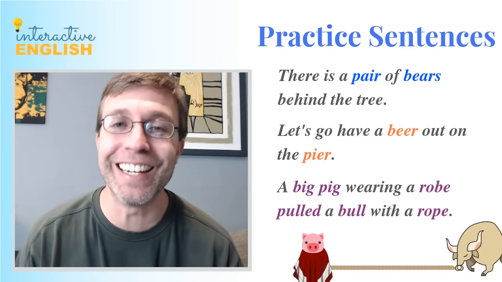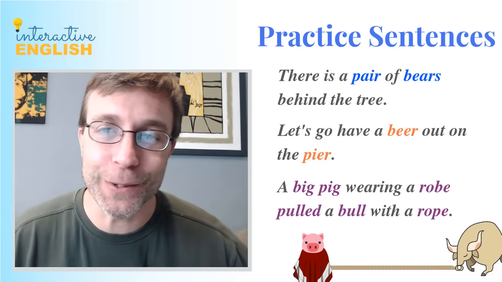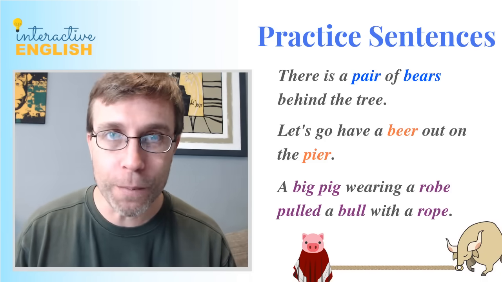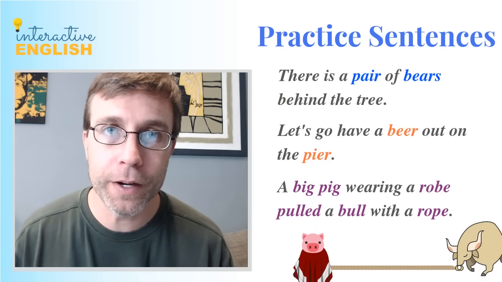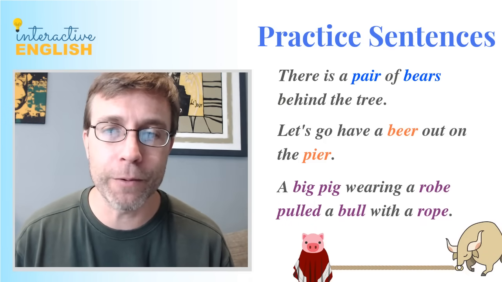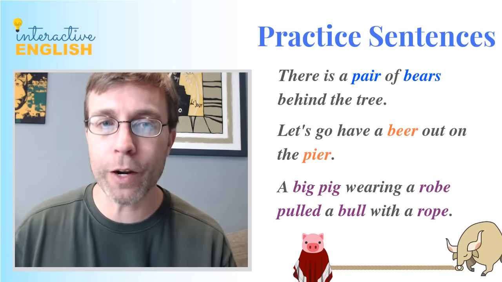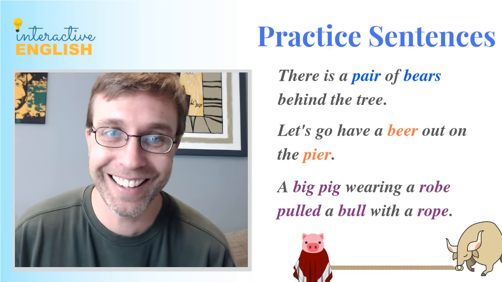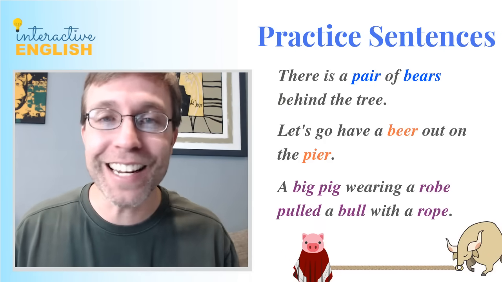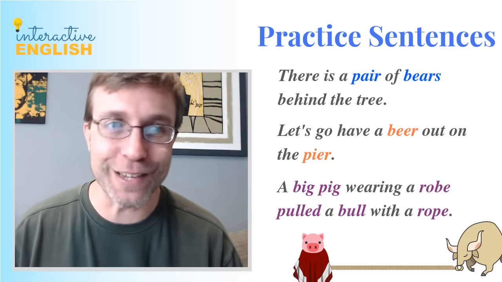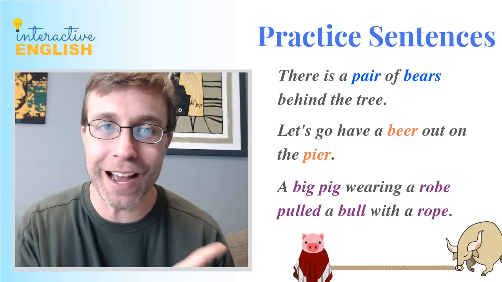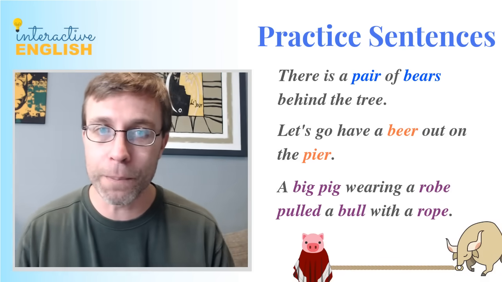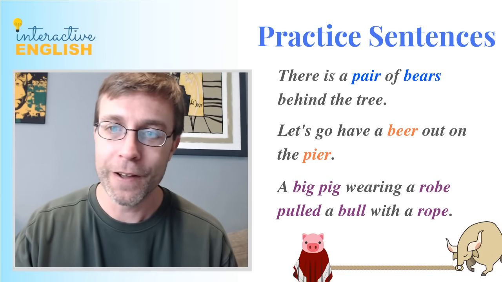And finally, down here, this one. Do you like my lovely picture down there to represent that sentence? A big pig wearing a robe pulled a bull with a rope. Give that one a try. Repeat after me. A big pig wearing a robe pulled a bull with a rope. It's not a sentence that you're going to use with your friends, because I'd be very impressed if you actually saw that. That'd be pretty amazing.